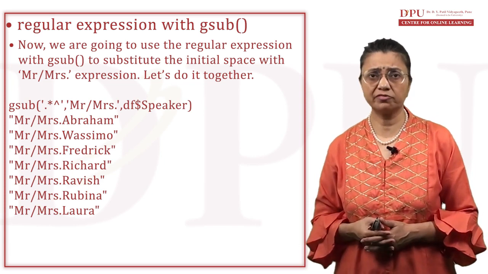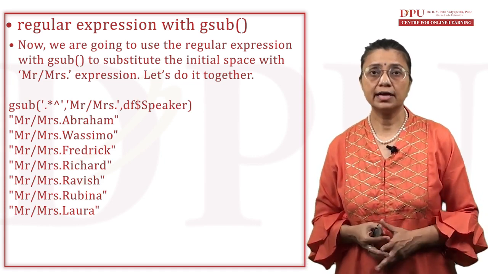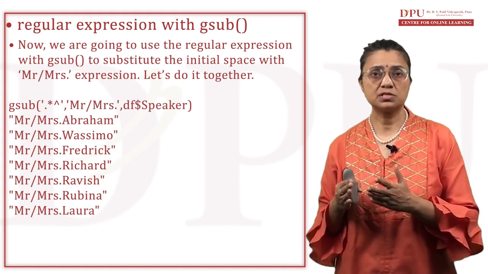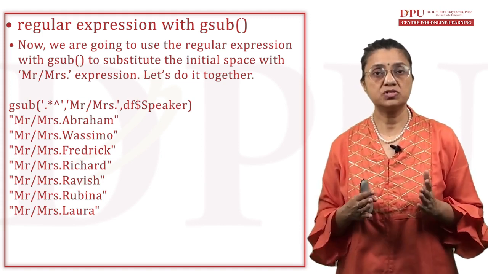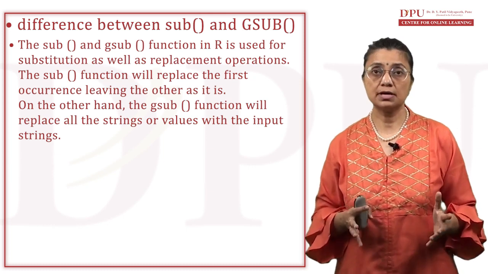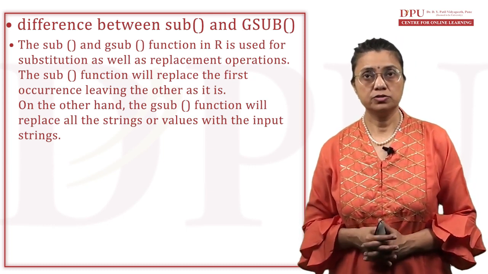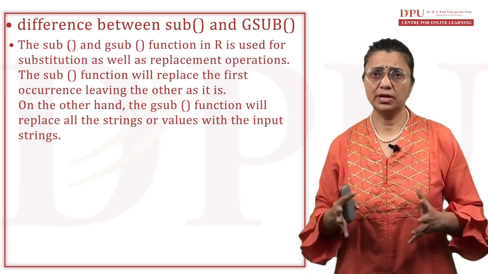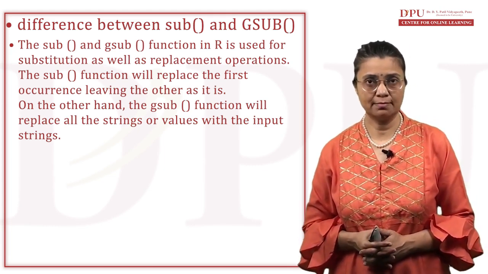So the output is in front of you. You can see we get Mr. Mrs. Abraham, Mr. Mrs. Bazimo, Mr. Mrs. Frederick, and so on till Mr. Mrs. Laura. So the sub and gsub functions in R are used for substitution as well as replacement operations. This we have understood with the help of an example.